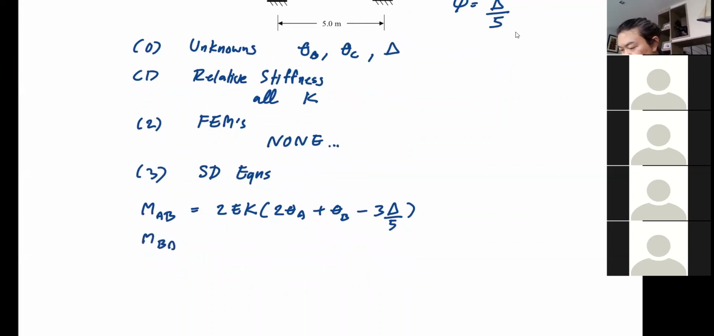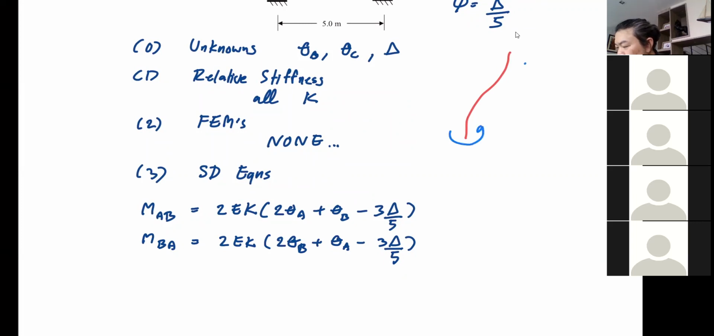Then MBA, again, it's 2EK, 2 theta B plus theta A minus the same thing. If you can recall, please note that when your member wants to go like this and you have the resisting moment, it goes back in another direction. And they should be equal, right? Because we're talking about the joint displacement of the member without any load on the member. So this moment will always be equal in the same direction per one member. So don't be surprised to see that we have this term equal. And I should go ahead and say this guy is zero, that guy is zero, okay?